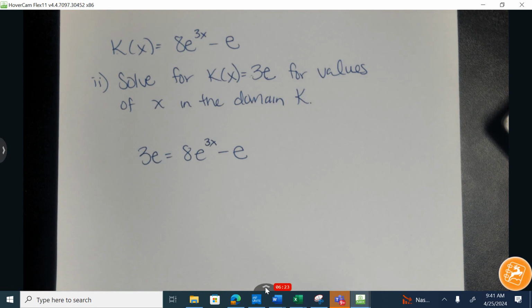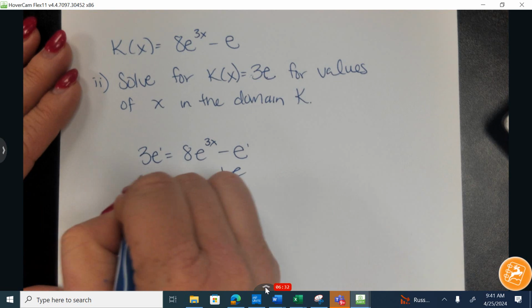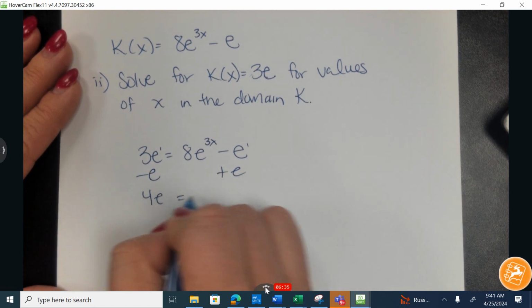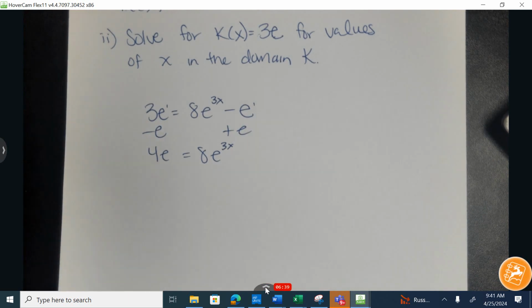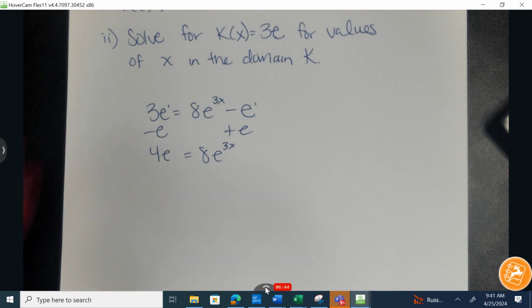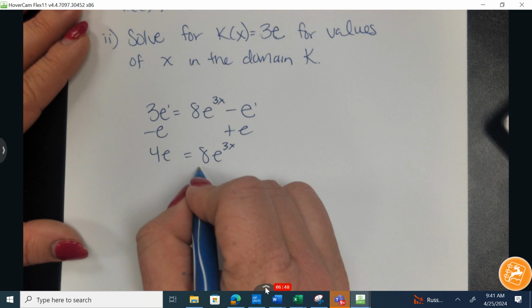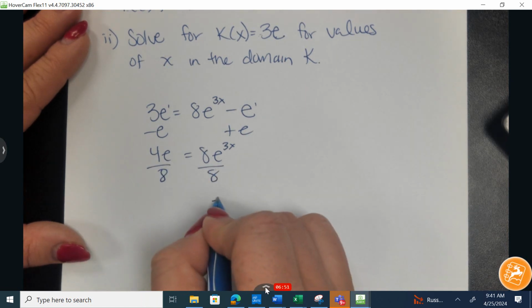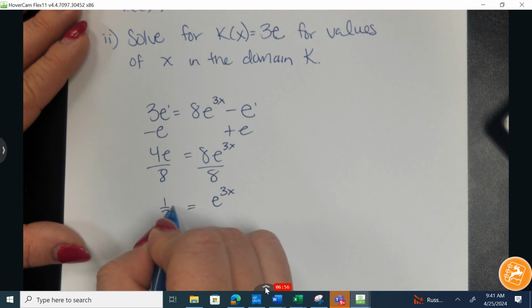Okay, so my next step here is, what can I combine? If we're going to combine e's, they have to have the same exponent. So notice how these e's have the same exponent. So I'm going to add e to the opposite side. So 4e equals 8e to the 3x. And then let's go ahead and divide. It really doesn't matter which one you do, but let's divide here by 8. Now if I divide by 8, I have e to the 3x equals 1/2 e.